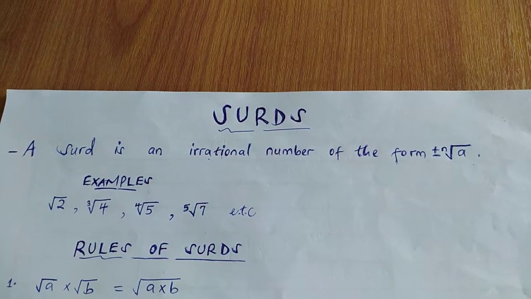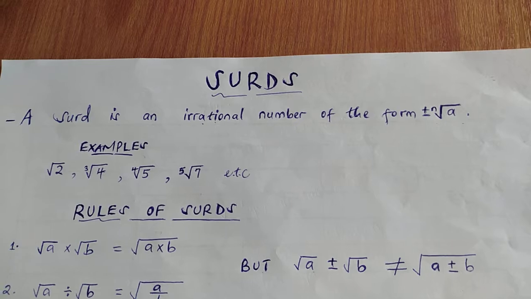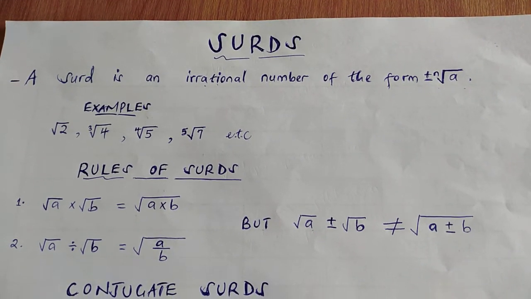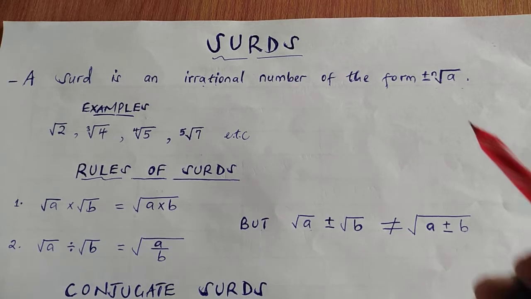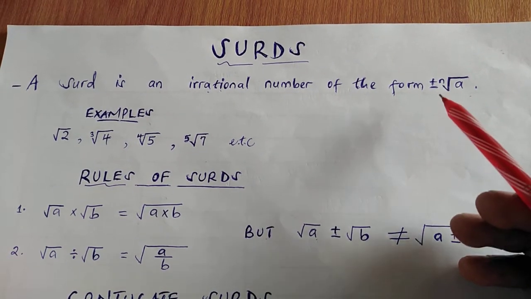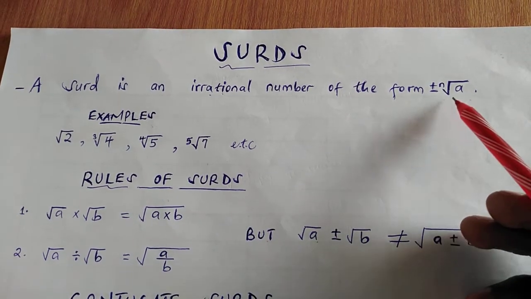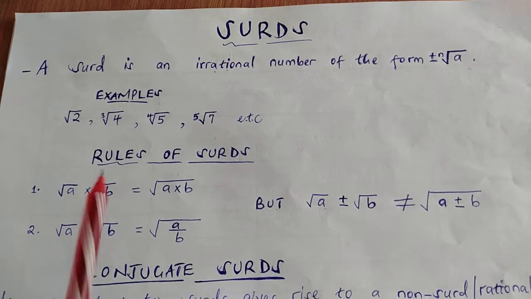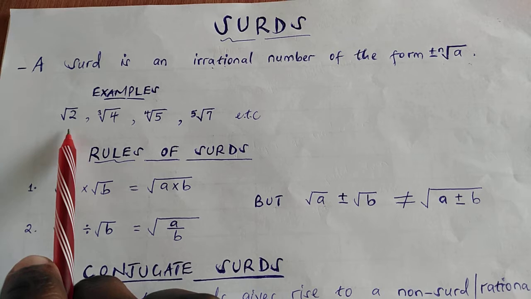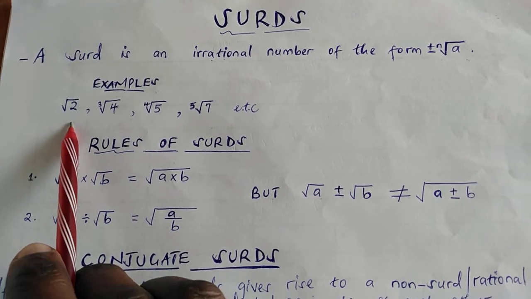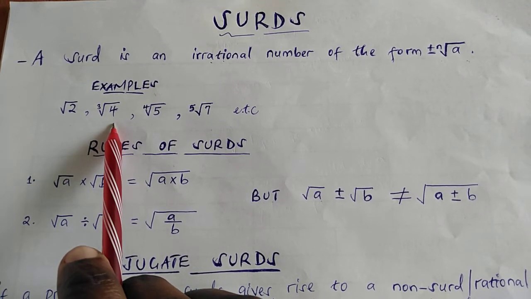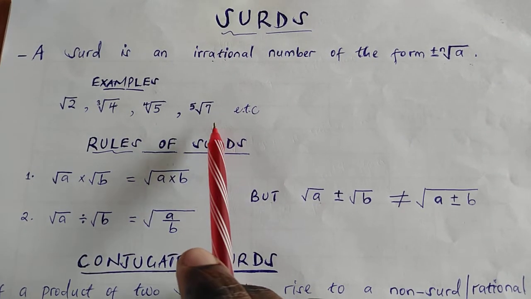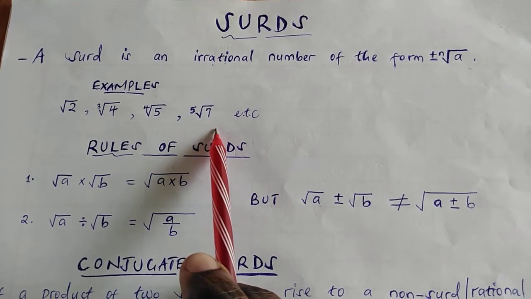And we are saying that a surd is an irrational number of the form plus or minus nth root of a. Examples of surds are root 2, the cube root of 4, the fourth root of 5, the fifth root of 7.